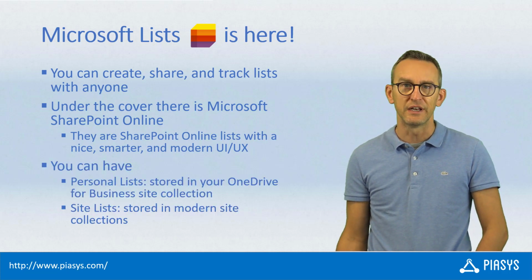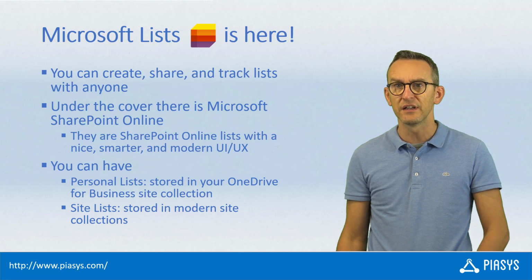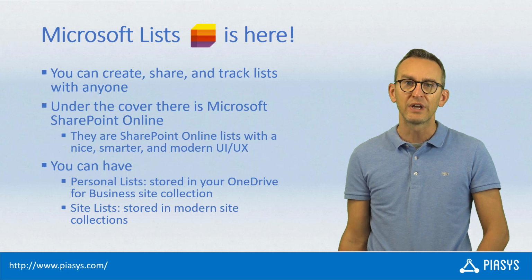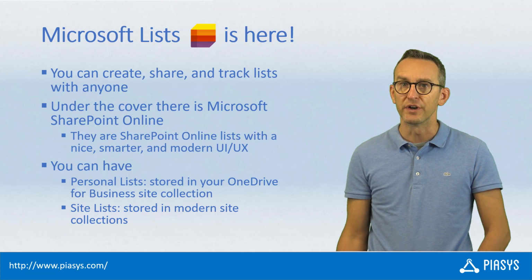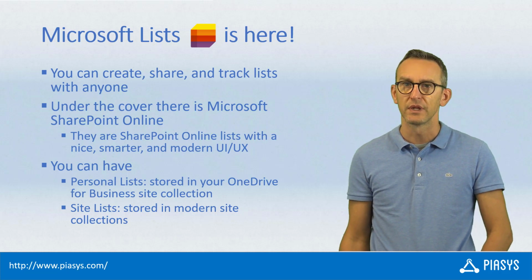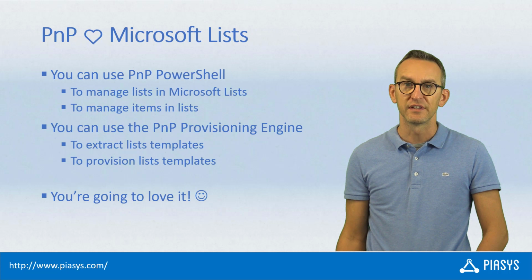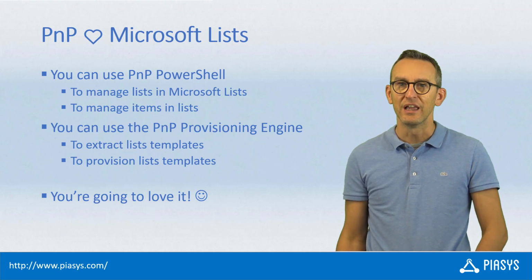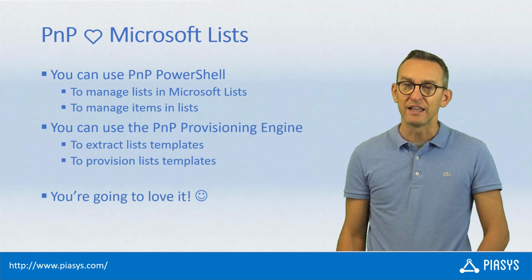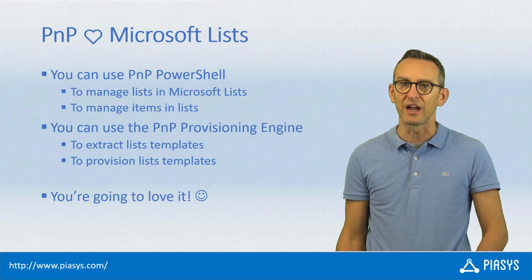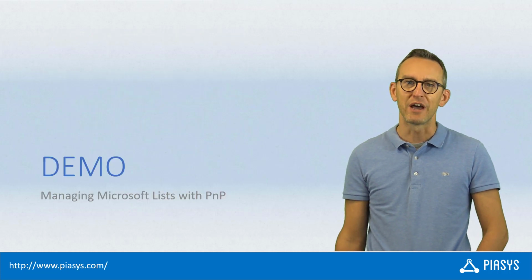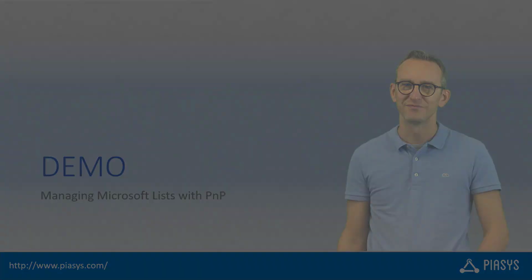You can create personal lists, which will be stored as lists in the OneDrive for Business site collection of every single user, or you can create site lists, which will be stored as lists in any modern site collection of SharePoint Online. PnP really loves Microsoft Lists, and that's why, using PnP PowerShell, you can easily manage lists and items of Microsoft Lists, as well as you can use the PnP provisioning engine to extract or provision a template of a Microsoft list. So let's move to the demo environment and let's see that in practice.